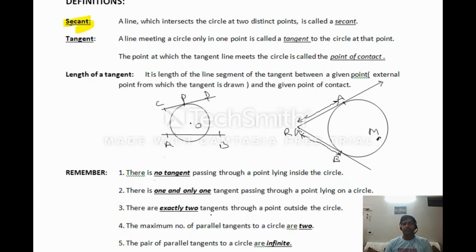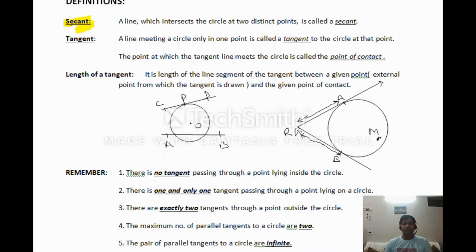Okay, the third point is there are exactly two tangents through a point outside the circle. You can see in this case from point R, two tangents RA and RB are drawn. If you try to draw one more from R and it goes like this, it is not a tangent. Are you getting my point? So there are only two possible tangents from a point outside the circle.